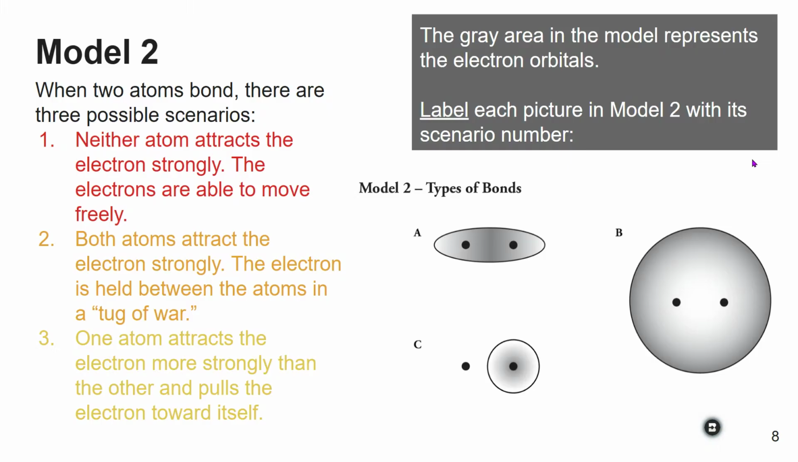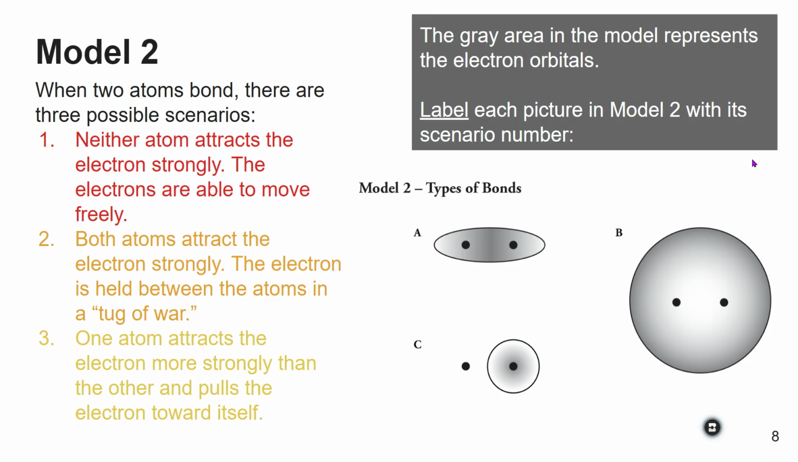So moving on, find your next model if you're in class and find this plastic sleeve, or just look at the screen. What you're looking at here are 3 models that represent types of bonds. In the gray area that you see, that's where electron orbitals would be. In other words, the gray shaded area is where electrons are traveling. The 2 dots that you see would represent the nuclei of atoms.